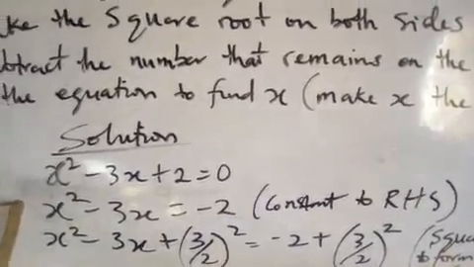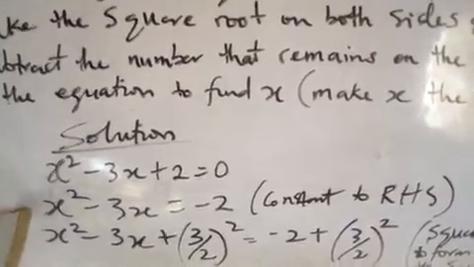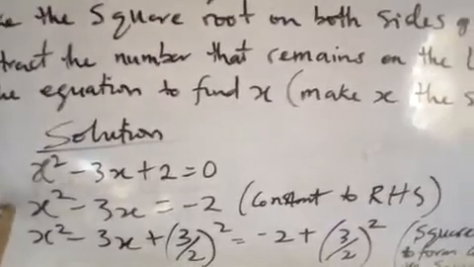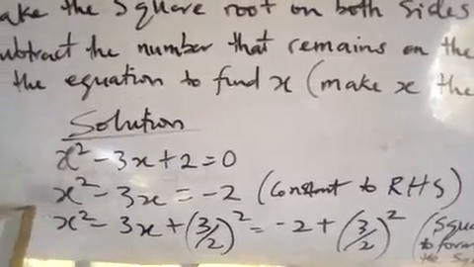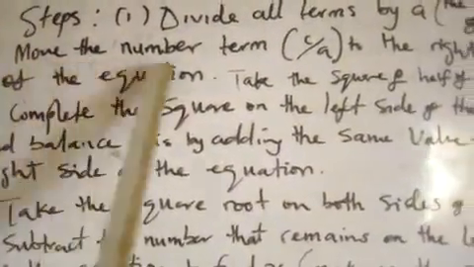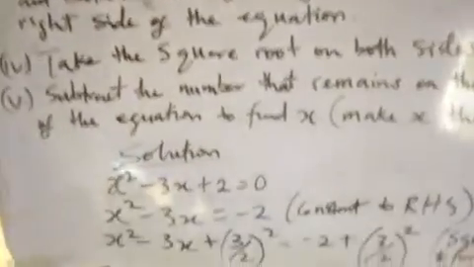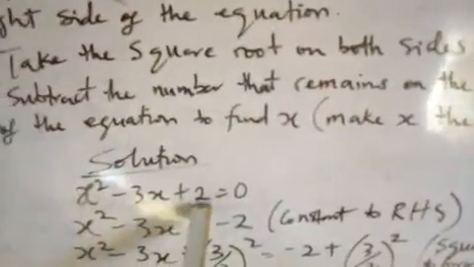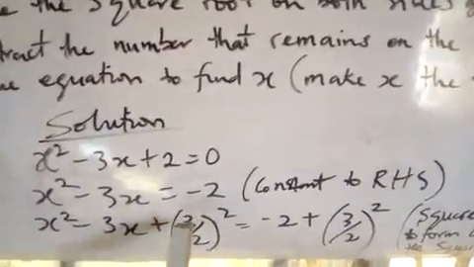So you don't need to divide anything, because if the coefficient of x squared is 1 and you divide all through by 1, you will still get this value. So the next step is to move the number term, which is the constant, to the right. The constant is 2. You move it to the right hand side, so it becomes minus 2.